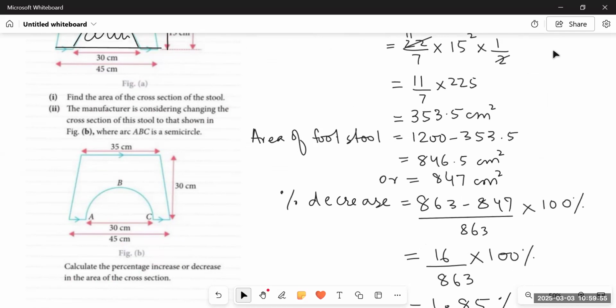whole. But then we found the area of the semicircle. Then we subtracted it from the whole trapezium to find out the area of the cross section. Then we compared the two cross section areas. There was a difference of 16 centimeters square because the semicircle is quite large. So the cross section has been reduced by 1.85%, which was required in the question. So for now, we have completed question number 7 and 8.